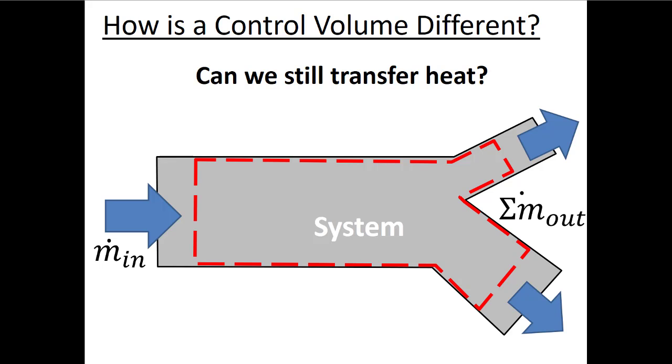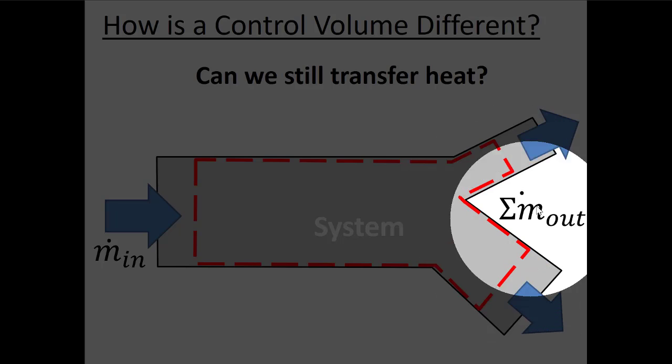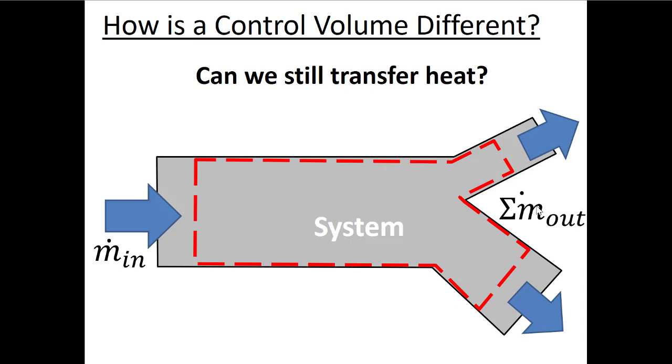So again, let's say that this is a duct, right? We've got some air running in here and it splits off in two different ways. Well, sure, I can still add heat. So I could wrap this in something that looks like maybe a thermal blanket or something. You plug it in, and now it's generating heat, and some of that heat is going to go into this duct. So sure, I can transfer heat.